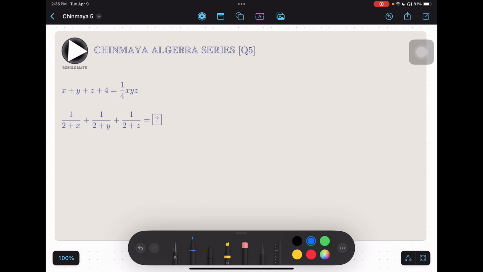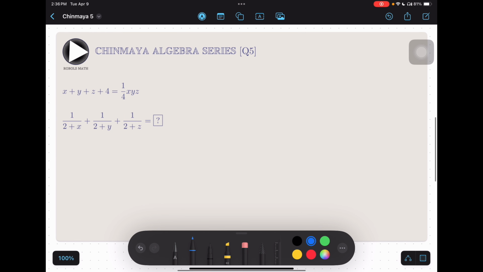For this question, we are given that x plus y plus z plus 4 is equal to 1/4 of the product of x, y, and z. We are looking for the sum of 1 over 2 plus x, plus 1 over 2 plus y, and 1 over 2 plus z. For this solution, I'd like to use a substitution: x plus 2 is equal to p, 2 plus y is equal to q, and 2 plus z is equal to r.